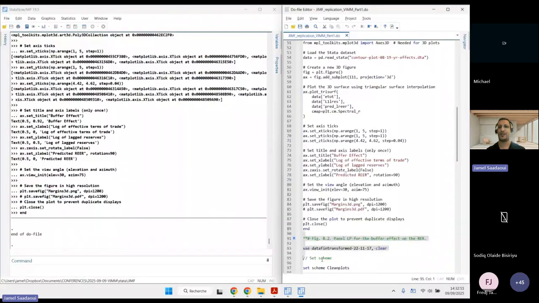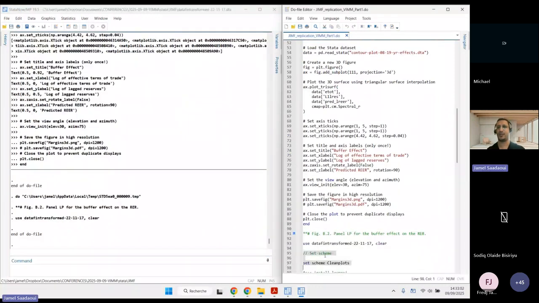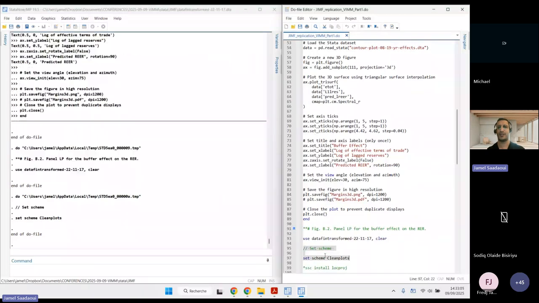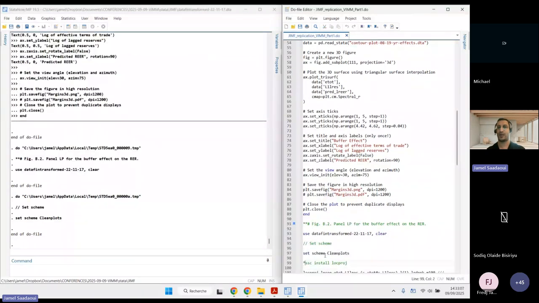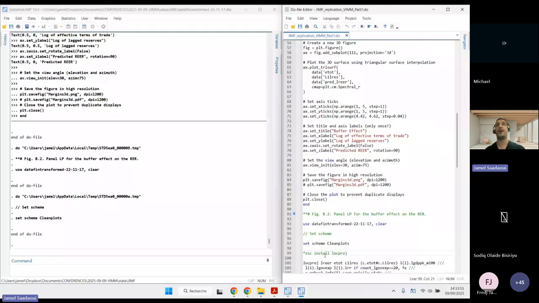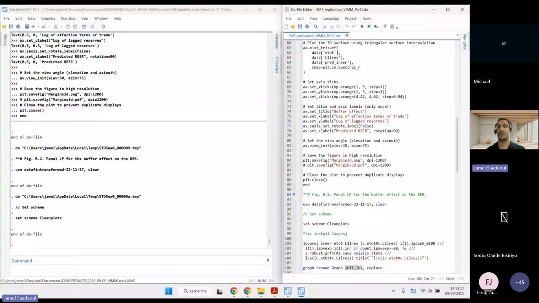So what can I do? This is figure B2 in the paper. I choose a scheme. I recommend CleanPlot, which is made by Asjad Naqvi. You install logproj. I will not do it here, but you have to install logproj. Logproj comes from Alfonso Ugarte Ruiz, who is at BBVA Research.